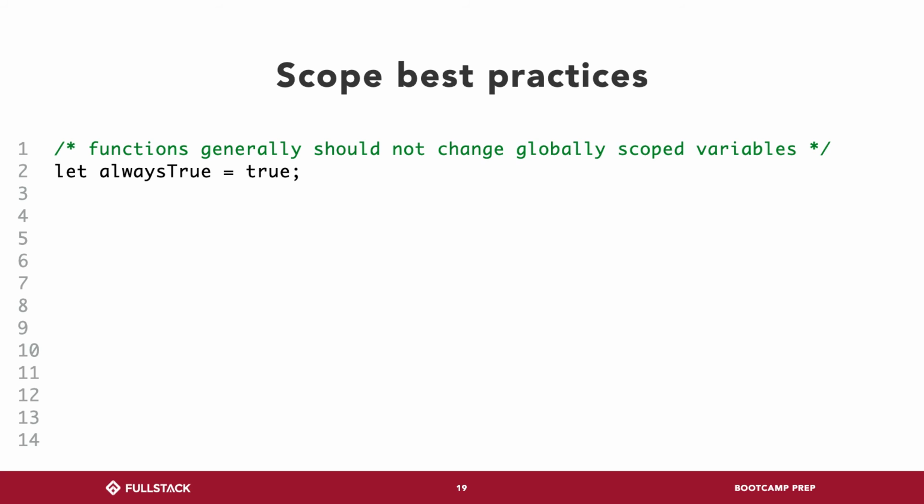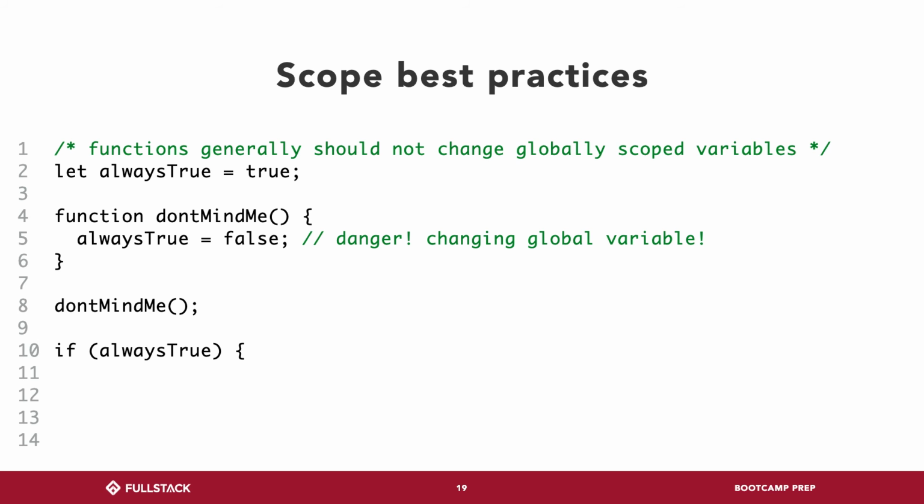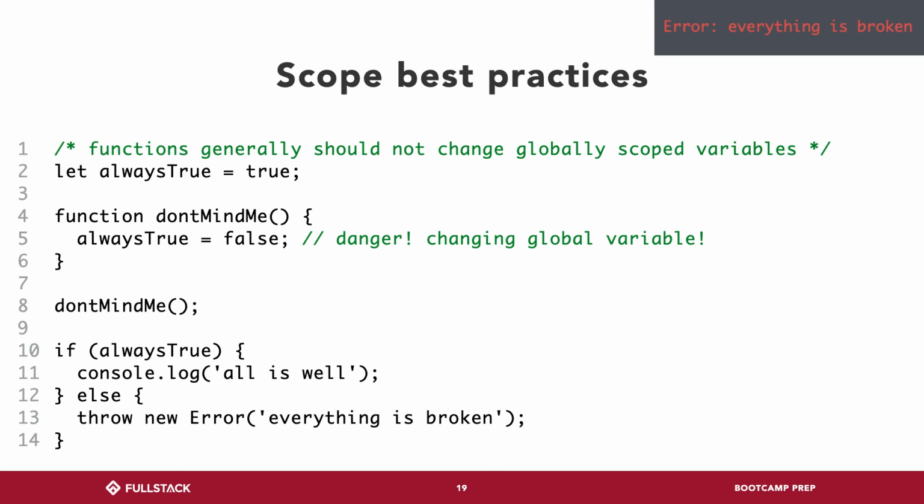So, let's talk about scope best practices. Functions generally should not change globally scoped variables. Don't change globally scoped variables from functions. Just don't do it, okay? Always true. This variable is supposed to always be true. Function: don't mind me, always true equals false. Danger, changing global variable. If always true, console.log all is well. Else throw new error, everything is broken. Okay?